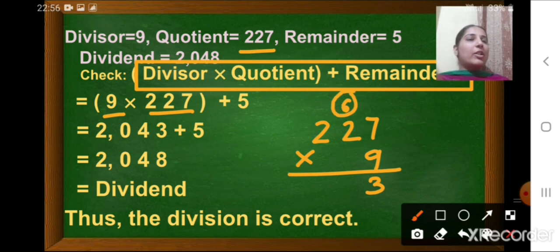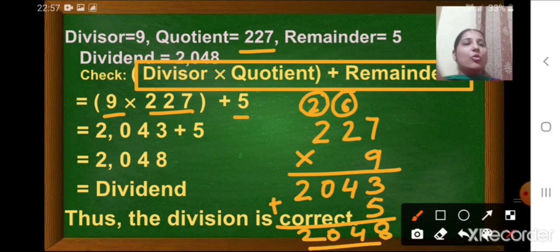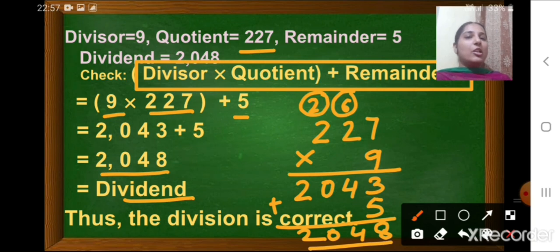Now 9 2s are 18. 18 plus 6, 24. So 4 we will write here and 2 will be carried over. Now again 9 2s are 18 and then this 2 added to 18 will give 20. Now 2043, and we'll add the remainder to it. So what will we get? 5 plus 3, 8 here, 2048, which was the dividend. So what does it show? It shows that the division is correct.